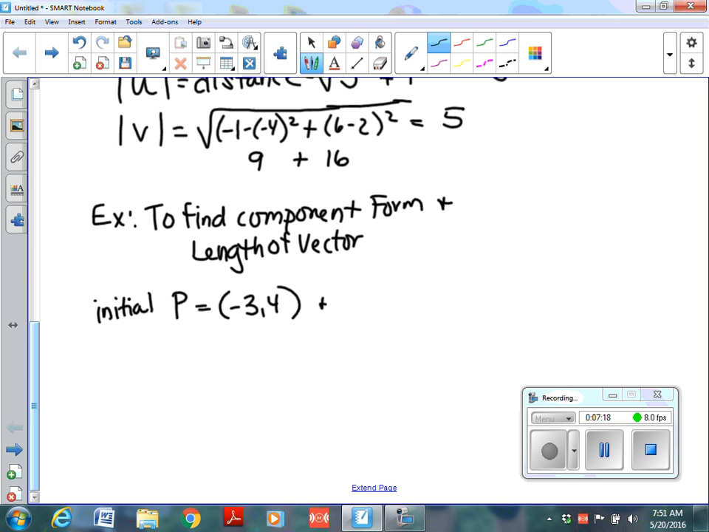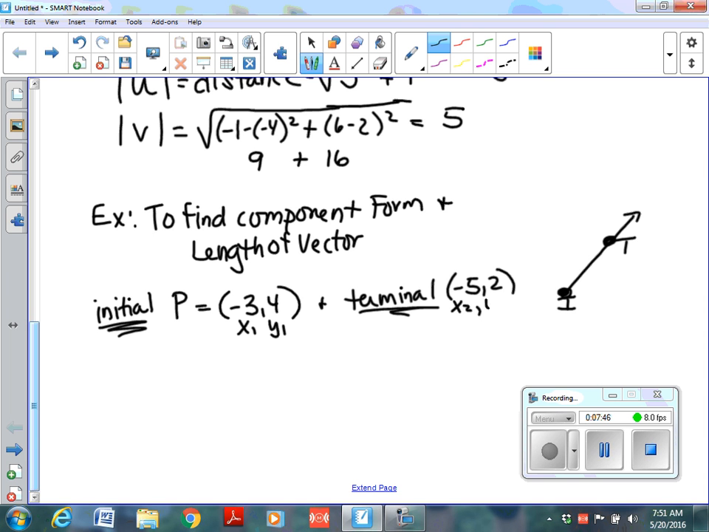And the terminal or ending point of your vector is (-5, 2). This is important: initial and terminal. Initial starts it, terminal ends it. So this would be called the initial point. It starts it. Somewhere right here is the terminal point, which ends it. It's important because then you know that this is x1, y1, and this is x2, y2.